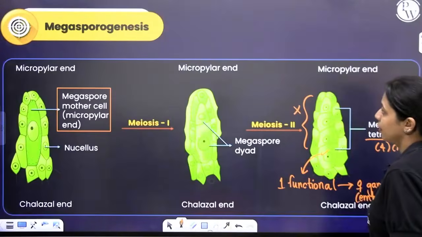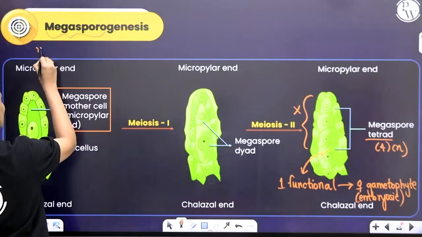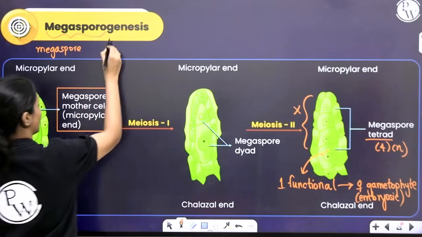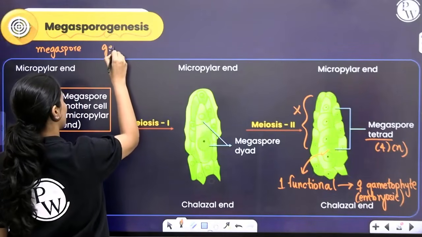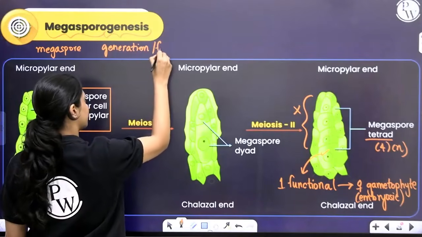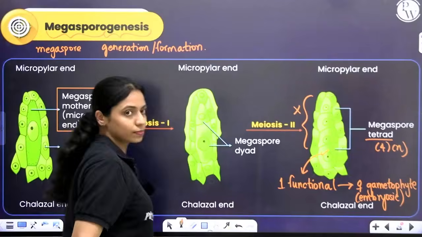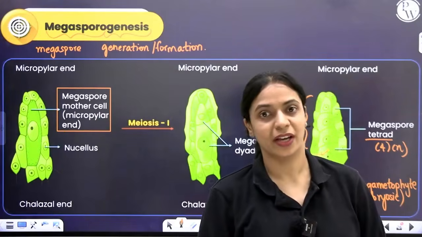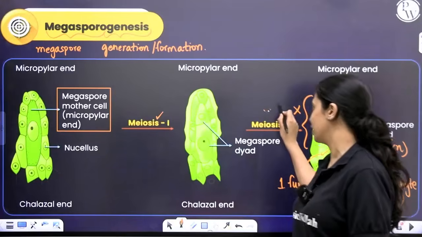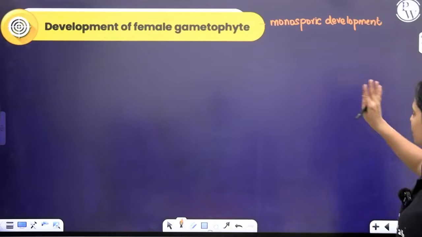What is megasporogenesis? Megaspore relates to megaspore. Genesis relates to generation or formation. Megasporogenesis is the process by which megaspores form. It happens within the ovule. It involves meiotic cell division. Alright. Now, the megaspore is formed.